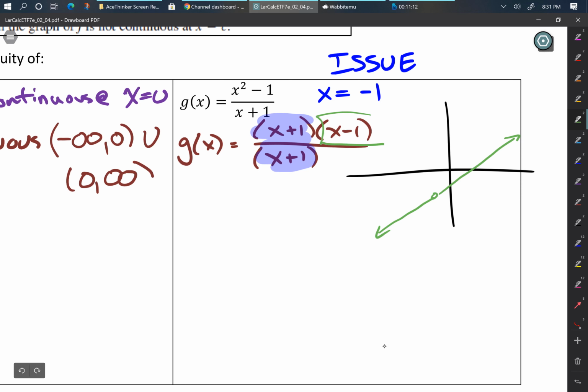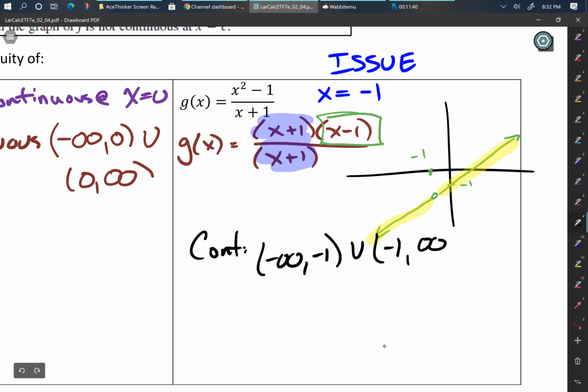It's going to look like a line with a slope of 1 and a y-intercept of -1, and it has a hole in it when x is -1. So where is it continuous? Well, it's continuous out here, and it's continuous over there. So it is continuous from -infinity to -1, union with -1 to infinity.